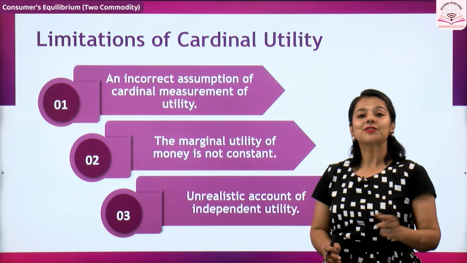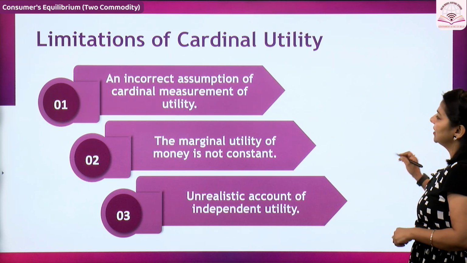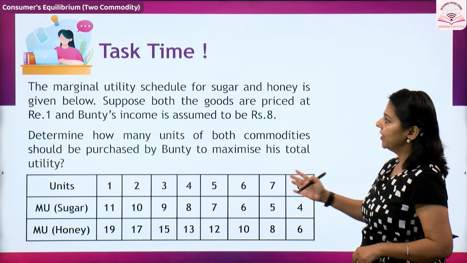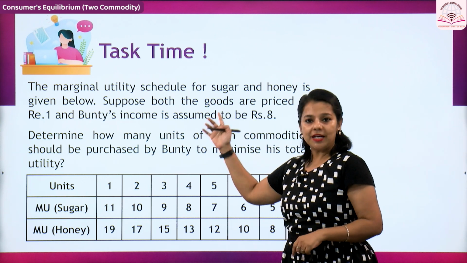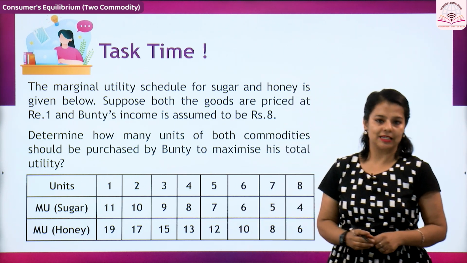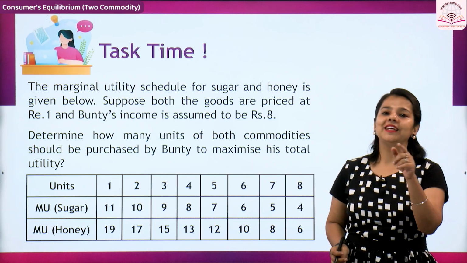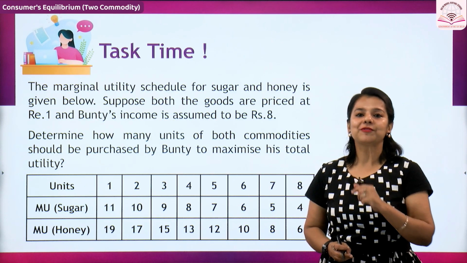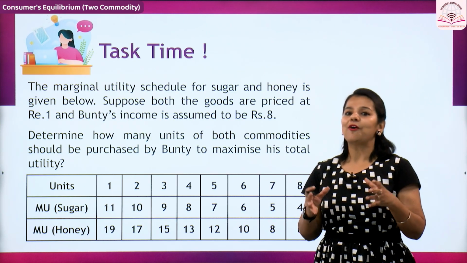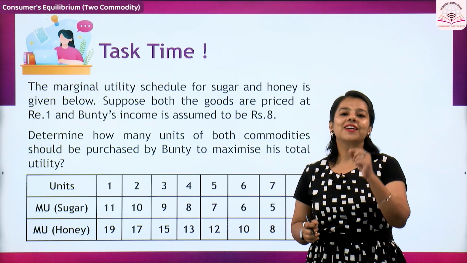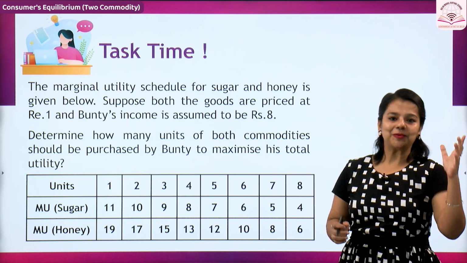Now, on the basis of today's learning, there is a task for you where marginal utility schedule of two commodities is given to you along with the prices and money income of the consumer. You have to tell the various quantities of both the commodities where consumer will be at equilibrium.